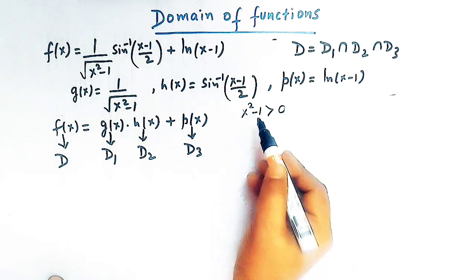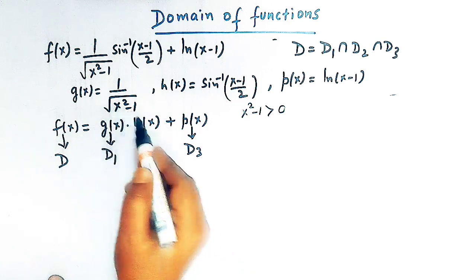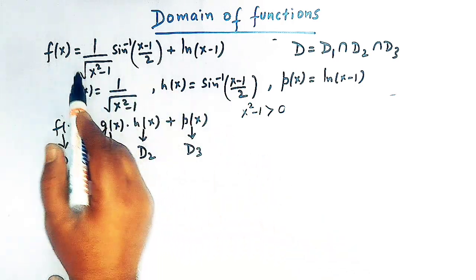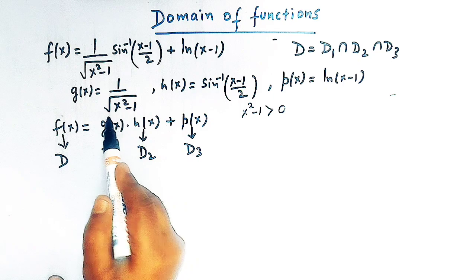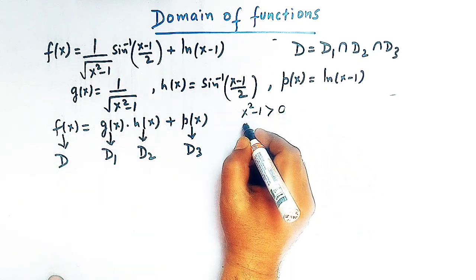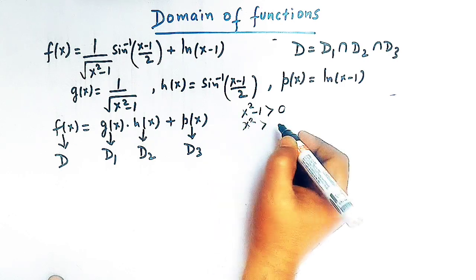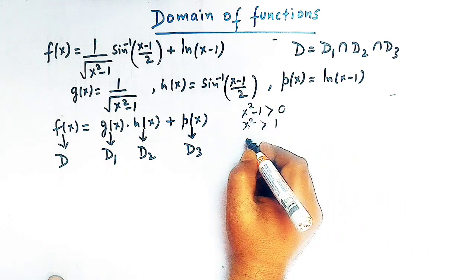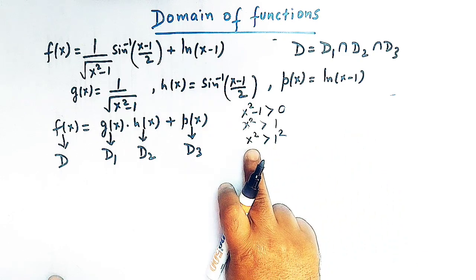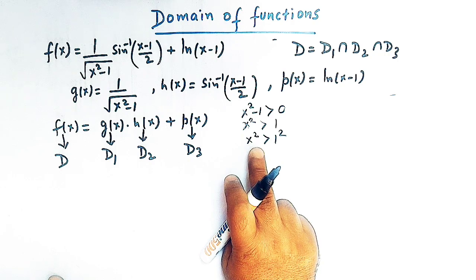And if x square minus 1 is a negative quantity, then the square root of negative numbers are defined in the set of complex numbers. But here we are talking about the real numbers, so x square minus 1 should be greater than 0. So here we can now write this inequality as x square is greater than 1, right? And we can also write it as x square greater than 1 square.